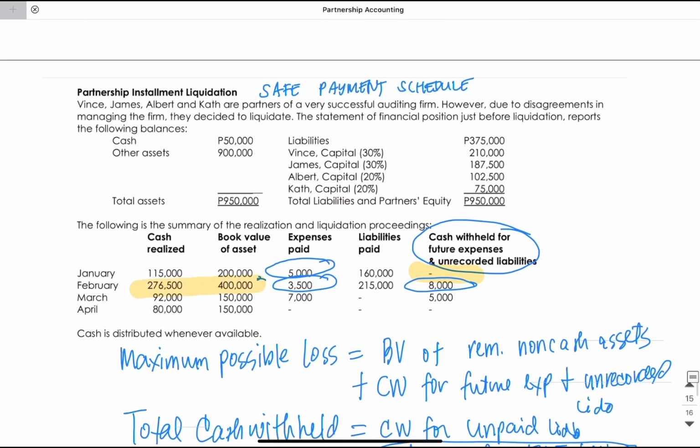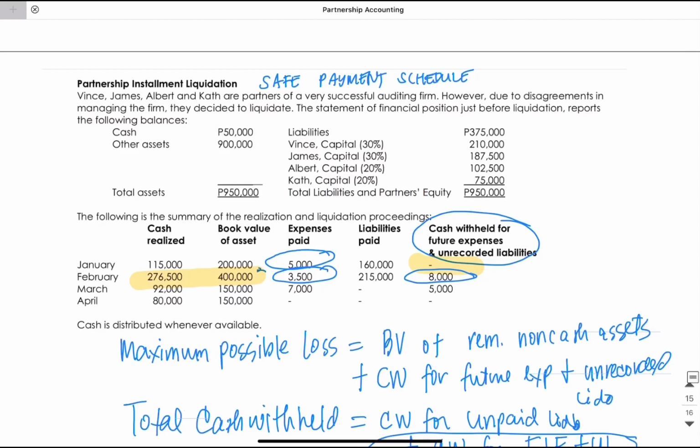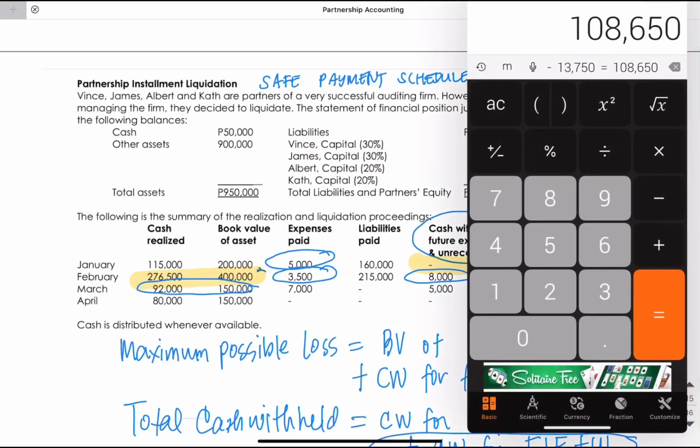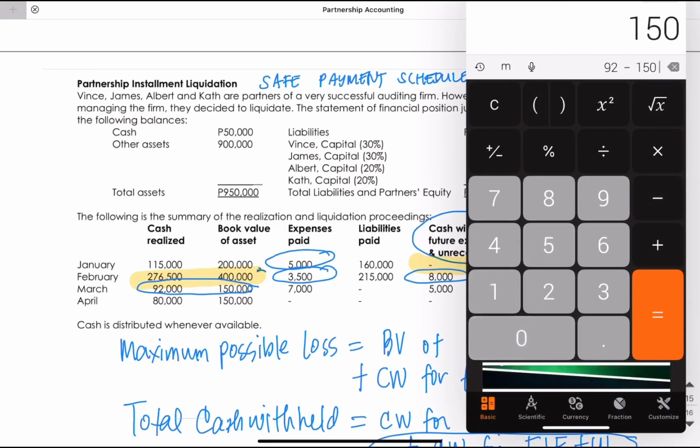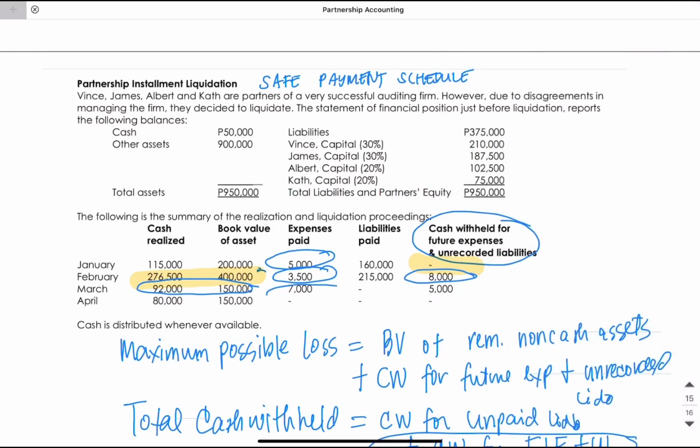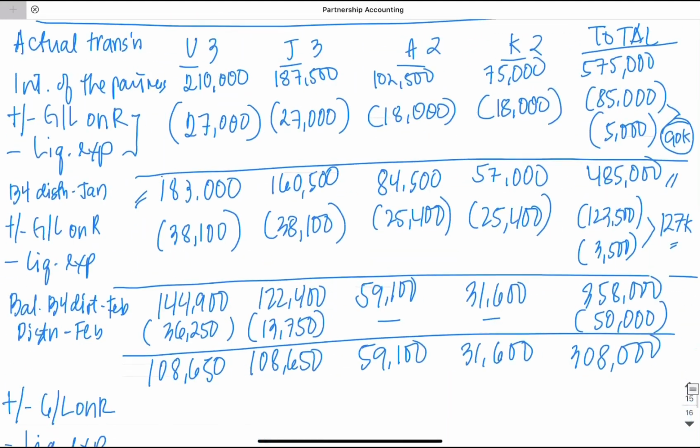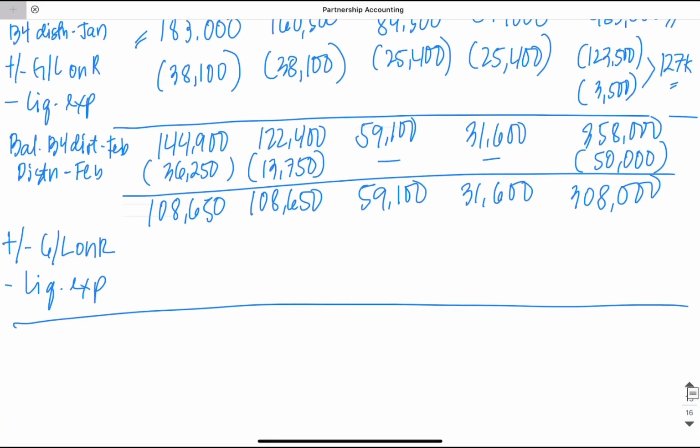For the month of March, we have sold 150,000 of non-cash assets and realized 92,000. So 92 less 150. This is your loss on realization, 58,000. And then we have also incurred 7,000 for liquidation expenses. So 58,000 and 7,000, a total of 65,000.